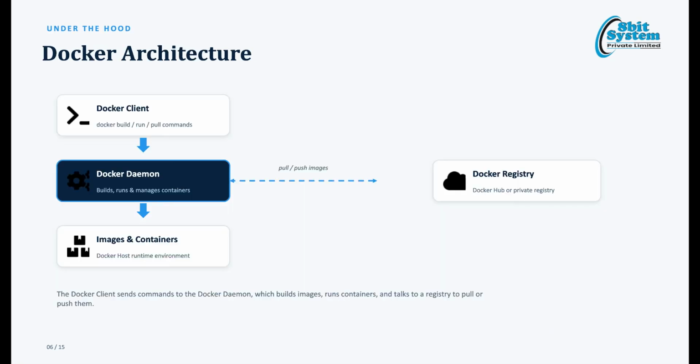Now, Docker has three main parts working together. First, the Docker client, which is what you use to type commands. Second, the Docker daemon, a background program that actually builds images and runs containers. And third, the Docker registry. It's like Docker Hub, which stores images so they can be downloaded or shared. When you run a command, the client talks to the daemon, and the daemon talks to the registry if it needs an image it doesn't already have.